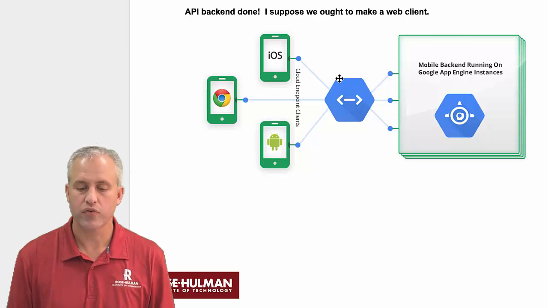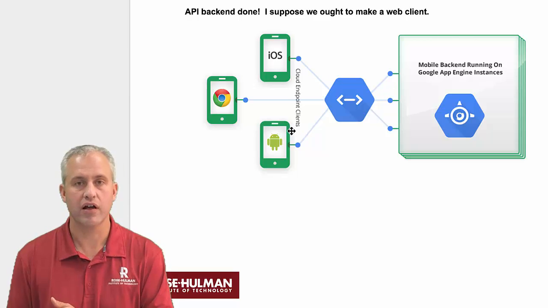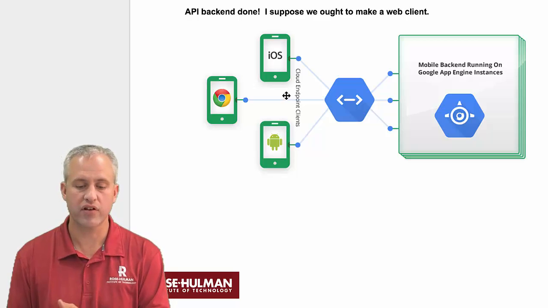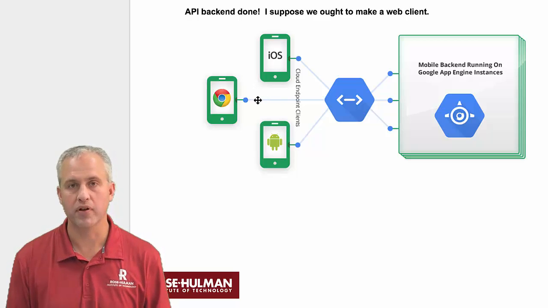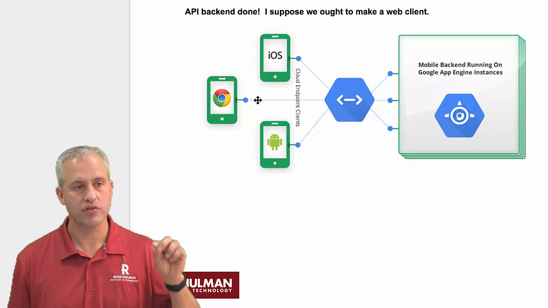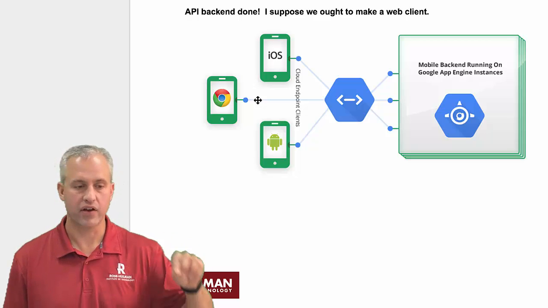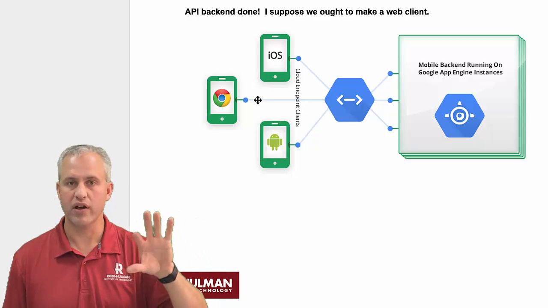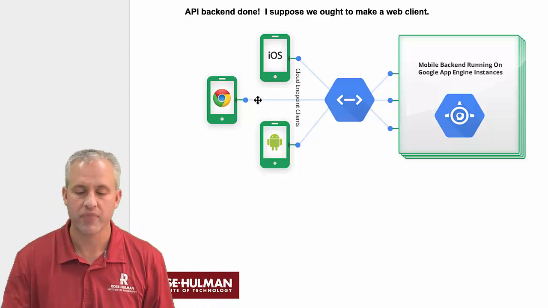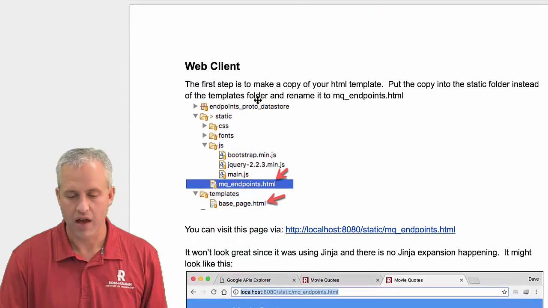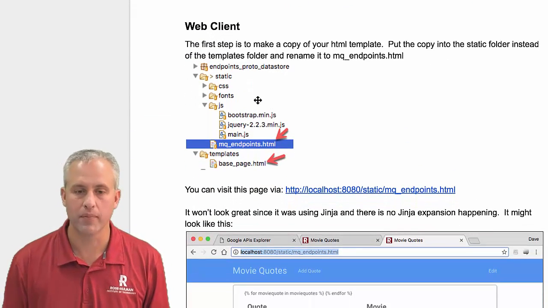Nice thing about Endpoints is, of course, you can make iOS or Android clients as well. This class is all about the web, so we're going to make a web client. But the cool thing is that they all use the exact same backend, and they can all work with it in the same way, depending on their platform. So it's a really neat system. So we're going to make a web client.